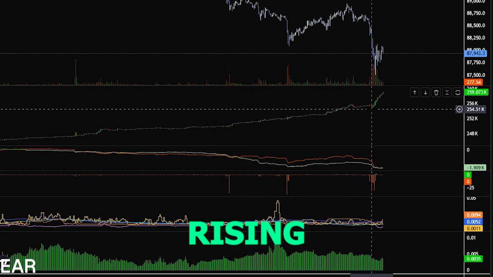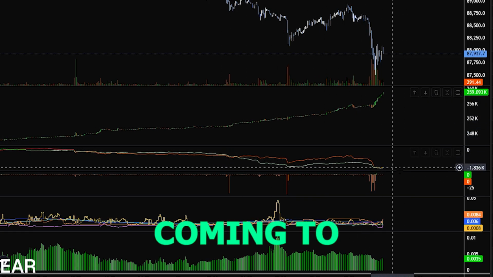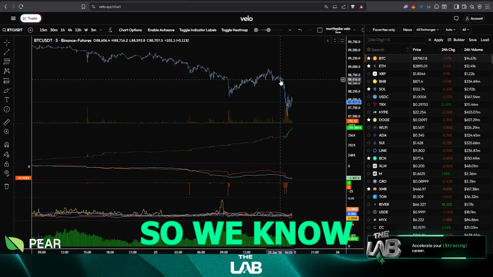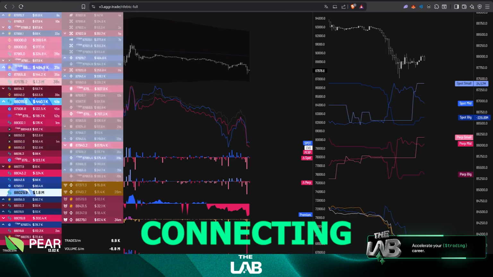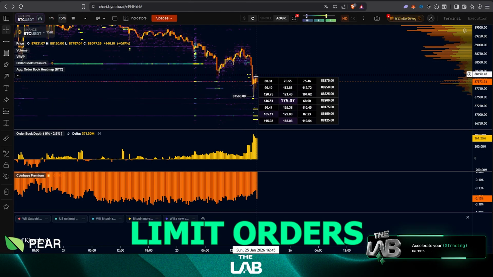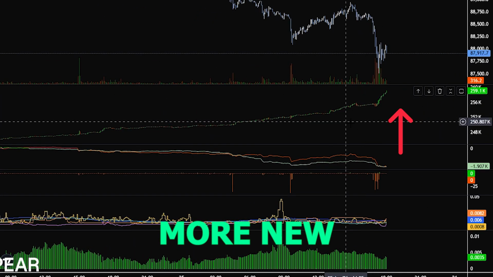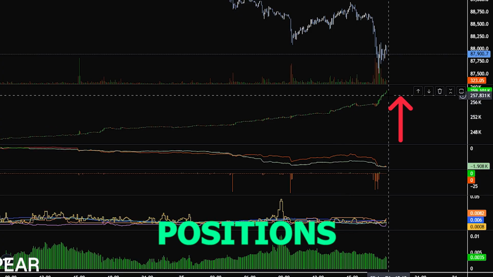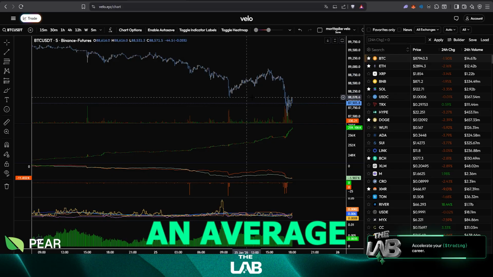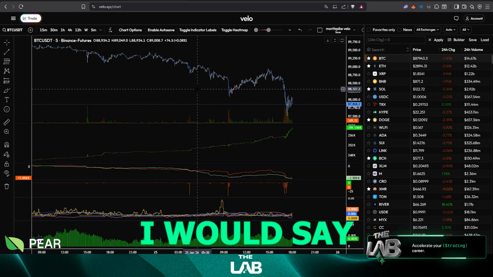Because we have open interest rising. Open interest means more positions. Meanwhile, CVDs are coming to the lower end, and price is going lower, right? So we know for a fact, just by connecting all the dots we have collected, because we don't have passive limit orders pushing the price down, it's market selling, obviously. And now the confirmation that there are more new positions than closed positions, that we have a lot of shorts, probably with an average entry between 89 and 88k, I would say, right?